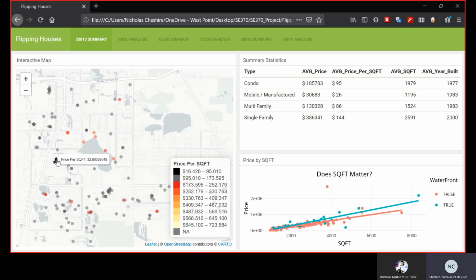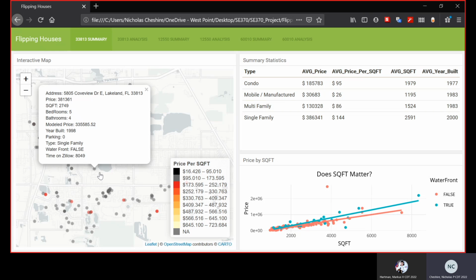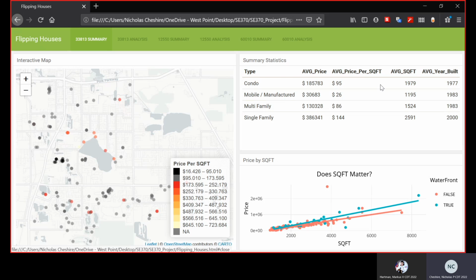If we look at these really dark ones, $32 per square foot. This one we're looking at is $138 per square foot. You click on it and we get the address and all the good stuff. Worth noting here is our modeled price, which is a multiple linear regression model that we came up with that determines a modeled price for each home.